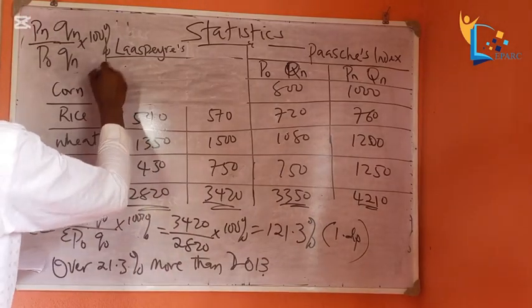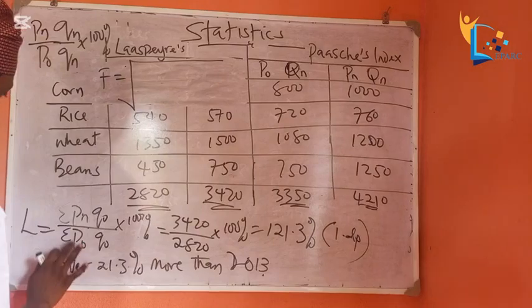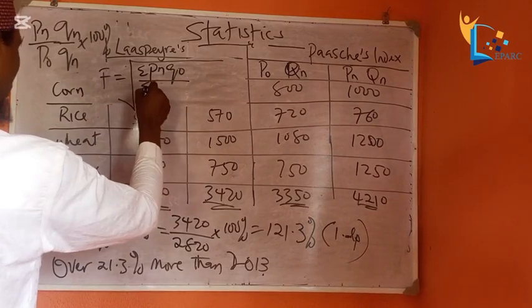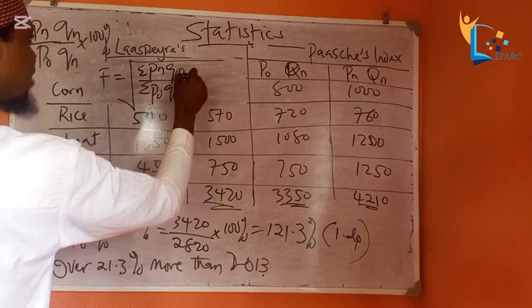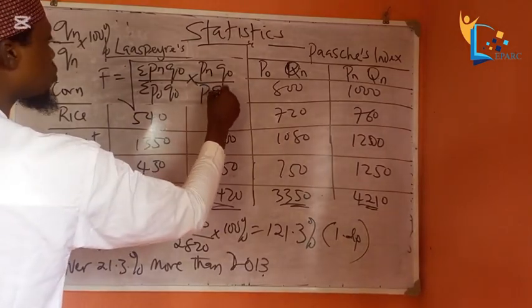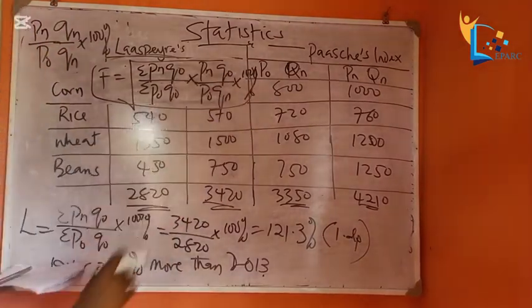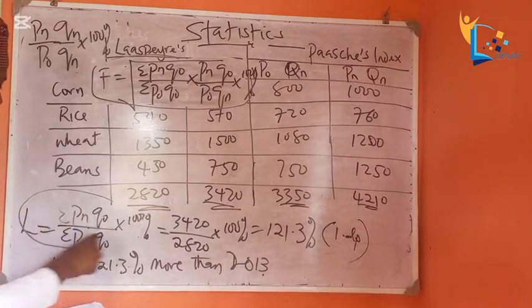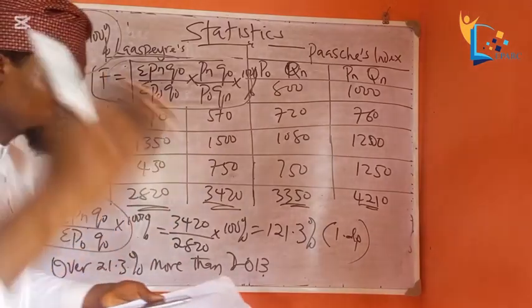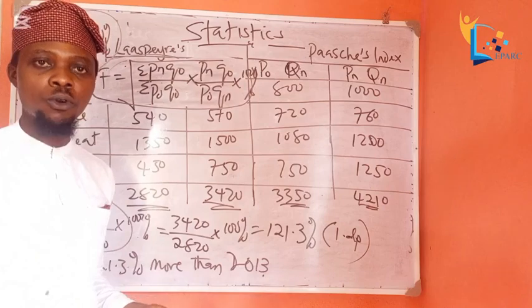For Fisher, it's just the square root of Laspeyre, summation of PN QO all over summation of PO QO, times summation of PN QN all over summation of PO QN, times 100%. This is for Fisher. So just use their formulas. This is for Laspeyre, this is for Paasche, and this is for Fisher. I have solved one for you, so I'll need you to try Paasche and Fisher, to help you understand it better.